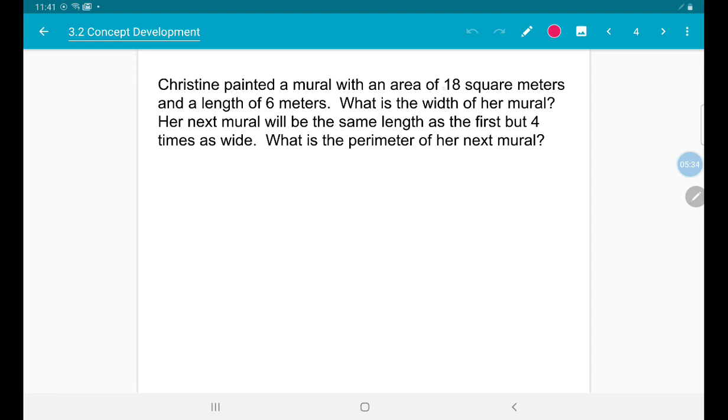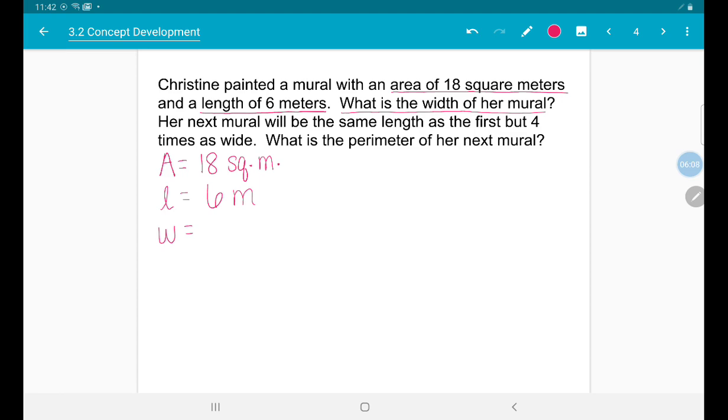Christine painted a mural with an area of 18 square meters. So I'm going to list what I know. I know that the area of the first mural is 18 square meters and a length of 6 meters. Length equals 6 meters. And the question says, what is the width of her mural? So I'm going to stop right there.